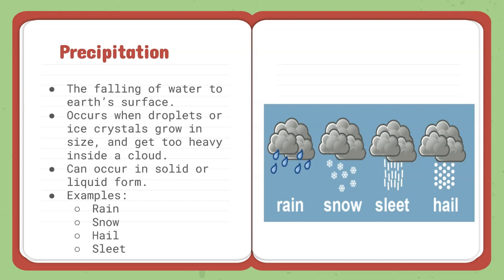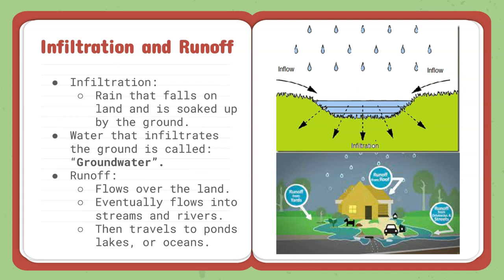It could fall as water droplets or ice crystals, but they fall when they get too heavy in the cloud. So when an ice crystal or a water droplet gets too heavy, it will fall to Earth's surface. And examples would be rain, snow, hail, and sleet. And if you look at this image, you have all four of those in a little cartoon. And if you have any questions about what causes hail or what causes sleet, I'd be happy to answer those.